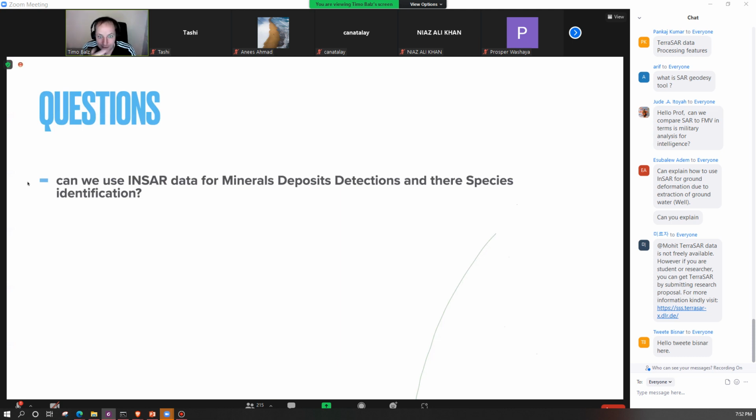Can we use InSAR data for mineral deposit detection and species identification? No, right? Let's be short and clear. No, with InSAR we measure deformation and surface motion. If your deposit has a relation with surface motion, then probably yes. But I do not know if there's any such relation. So the short answer is rather no.